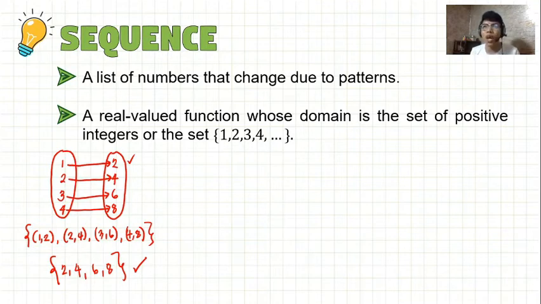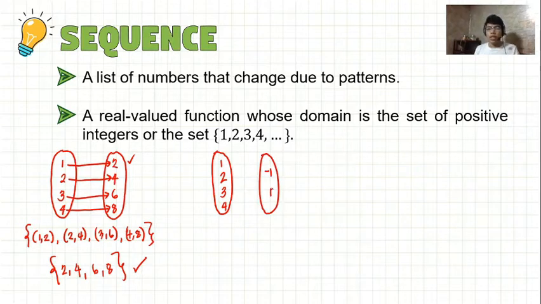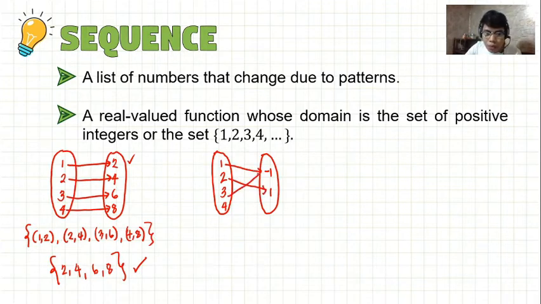Next, suppose we have a many-to-one mapping. Suppose this is our domain, 1, 2, 3, 4 again, and suppose we have a range of -1 and 1 only. For many-to-one, suppose 1 is mapped to -1, 2 is mapped to 1, 3 is mapped to -1, then 4 is mapped to 1. Indeed, this is an example of a many-to-one mapping.